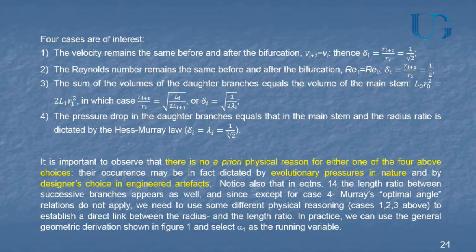I use these assumptions to calculate delta. If the velocity remains the same, remember that the flow rate splits equally across these branchings, then delta is equal to 1 over square root of 2, not cubic root of 2. If the Reynolds number is constant, then delta is equal to 1/2. If the volume remains the same, then delta is related to lambda, and so on. Of course, Murray's law, delta is equal to 1 over the cubic root of 2.